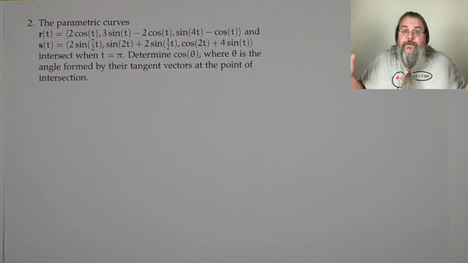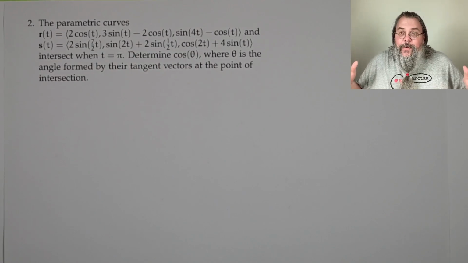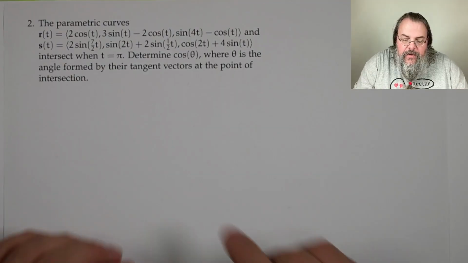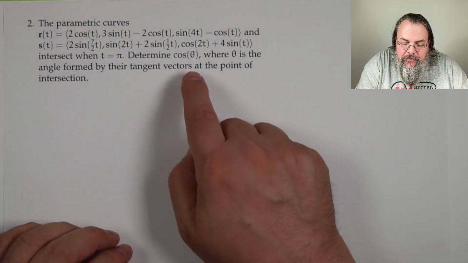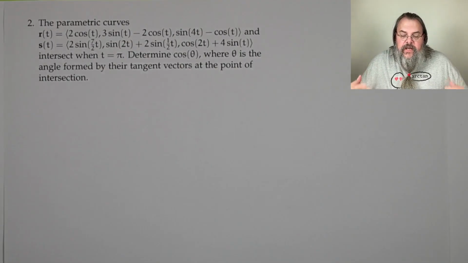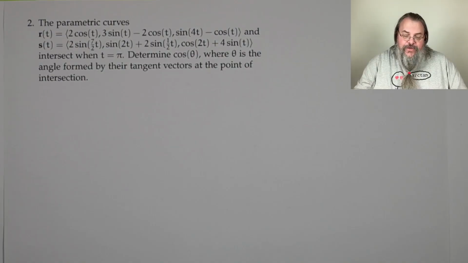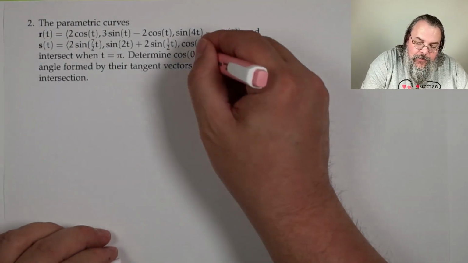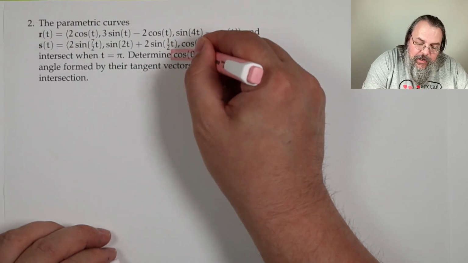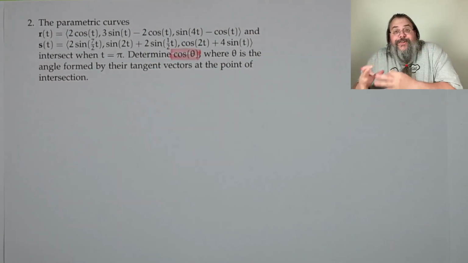All right, now what is it we're looking for, though? We're not necessarily looking for the point. What are we asked? Determine cosine theta, where theta is the angle formed by their tangent vectors at the point of intersection. All right, now there's a couple of clues here, and that first clue is cosine theta.